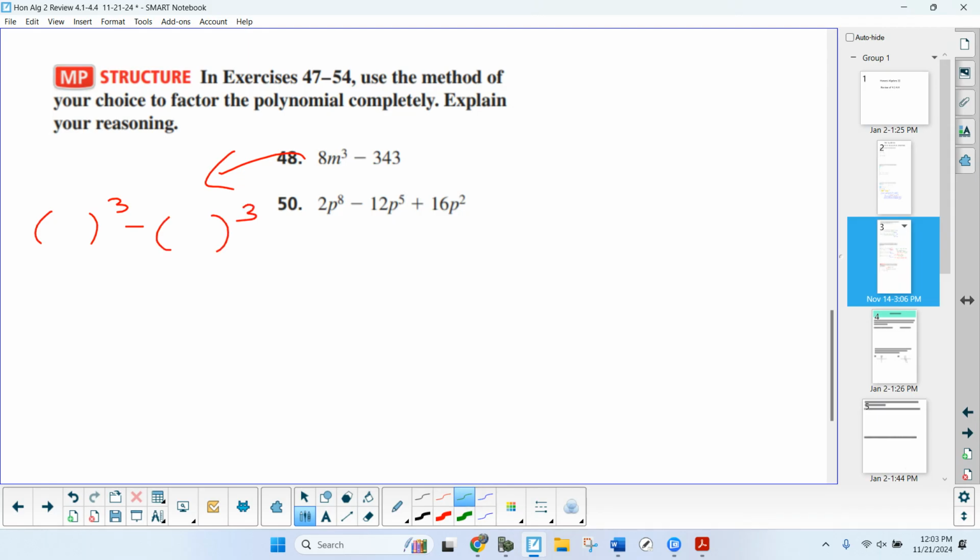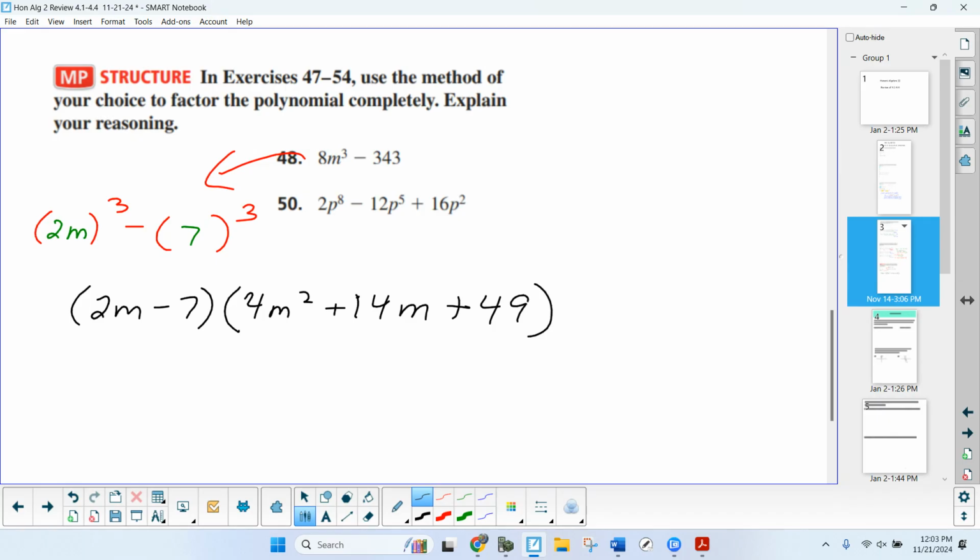So what multiplied together gives you 8m to the third? 2m. And what multiplied together gives you 343? 7. So now, using your SOAP formula, same sign. You just write what to start? 2m minus 7. Same sign. Now, it's going to be the opposite sign after you square this. But you have to square 2m. So what do you get? 4m squared. Opposite sign. Same. Opposite. Now, multiply these together. 14m. Always positive. Square that.